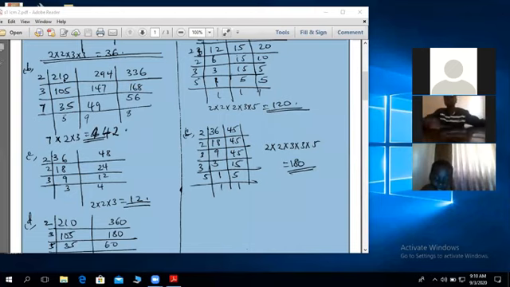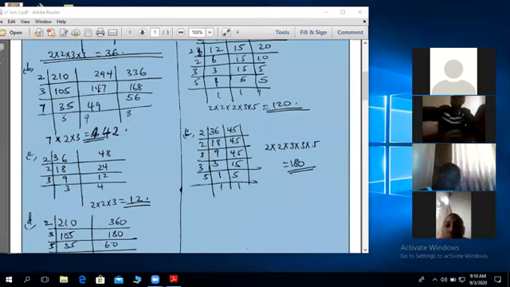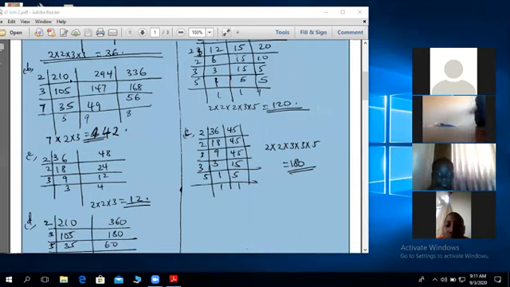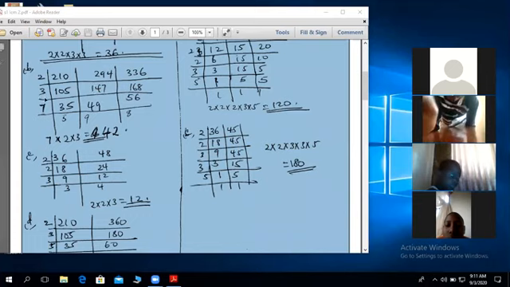So 210 divided by 2, the answer is 105. Then 294 divided by 2, the answer is 147. Then 336 divided by 2, the answer is 168. So 2 cannot go in again because of 105 and 147, which are not divisible by 2. What should I do now? I now put in 3, and it goes in comfortably.